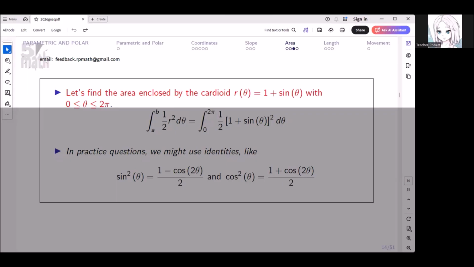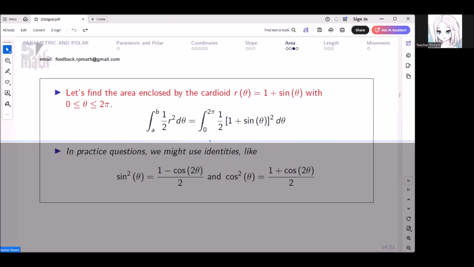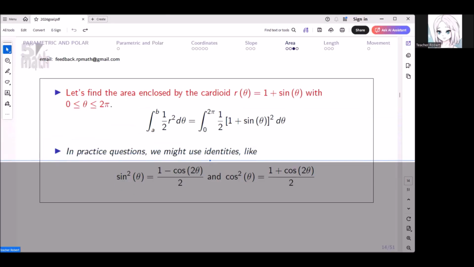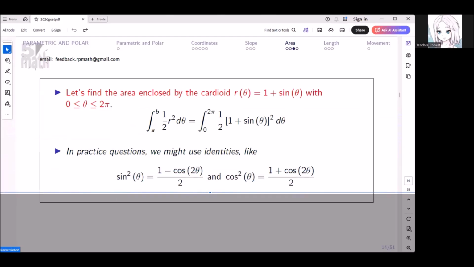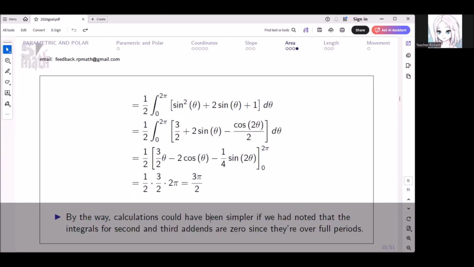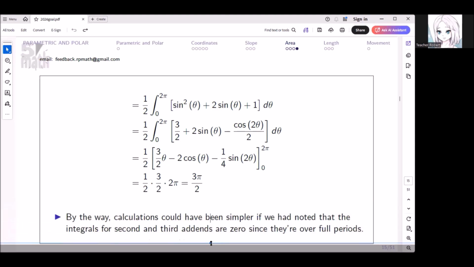Let's find the area enclosed by the cardioid r of theta equals 1 plus sine of theta, with theta greater than or equal to 0, less than or equal to 2 pi. We have the following. In practice questions, we might use identities like the following. Here are the calculations. By the way, calculations could have been simpler if we had noted that the integrals for the second and third addends are 0 since they're over full periods.